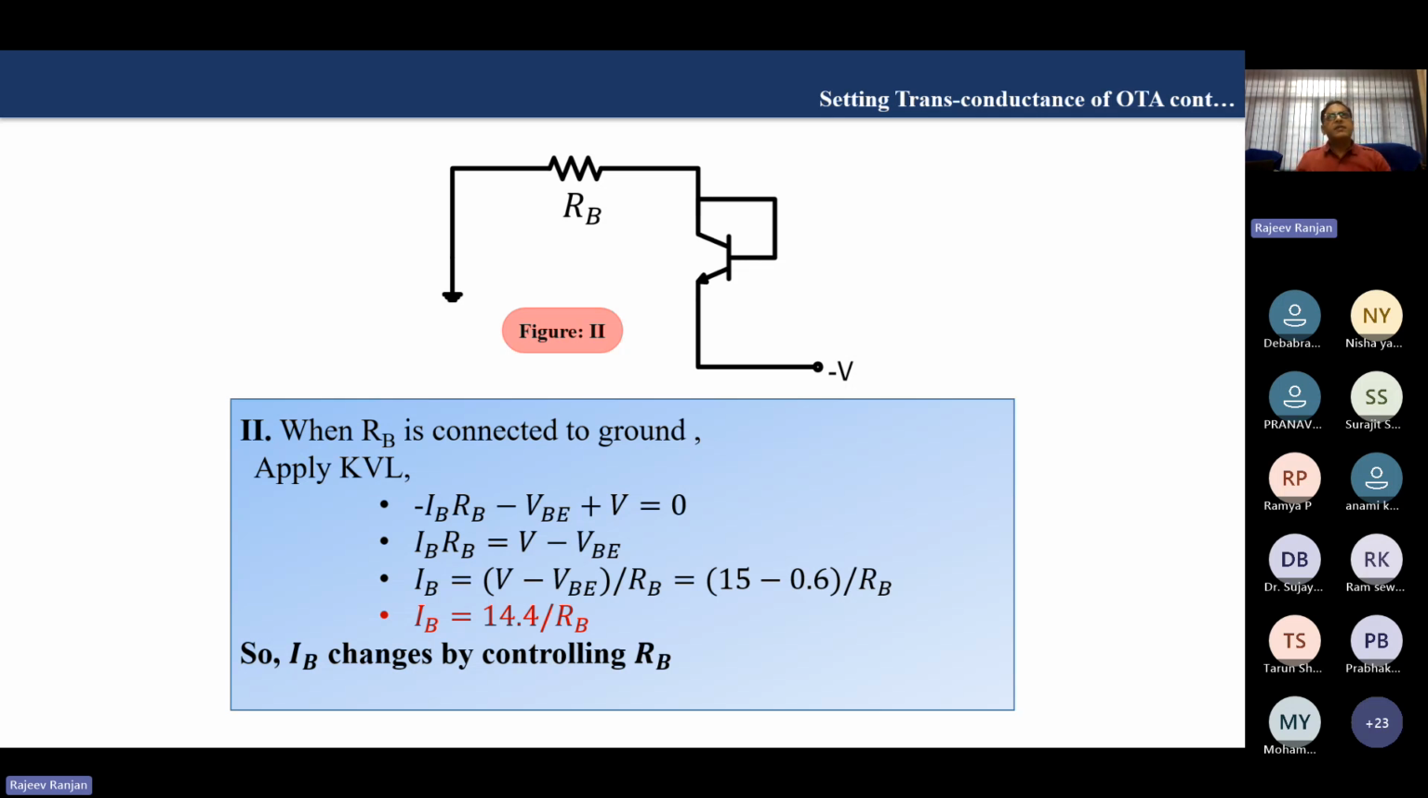So if you change this RB, if you put a potentiometer in the circuit, this RB will change, so your biasing current will change, and so the transconductance of the circuit will change. And if you use that OTA in any analog signal processing circuit like filters, oscillators, or memristors, you can externally tune the transconductance gain of the circuit, which is a very good property of the device, which is not available in other analog devices like op-amps.